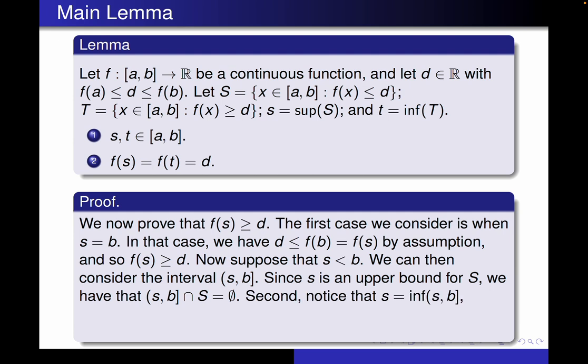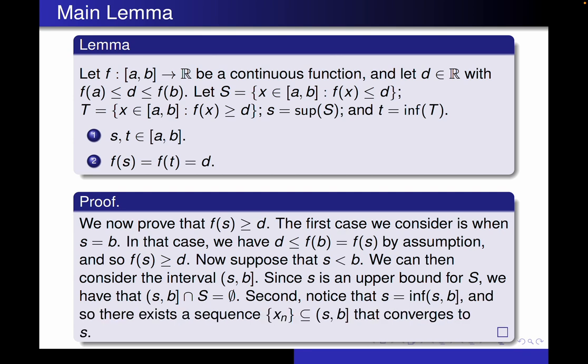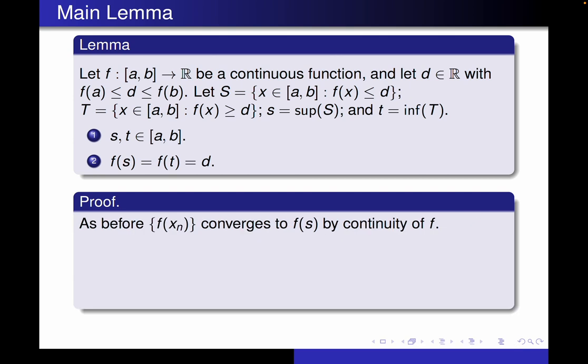So second thing is, notice that s is the infimum of that interval, s to b, which means that since it's the infimum, there's some sequence that converges to it. So we can find some numbers, we'll call them xn, that are in that interval and converge to s. And now we're going to play the same game as we played in the other part of that proof, right? We know that f of xn has to converge to f of s because xn converges to s. That's how continuity works, right? It's a continuous function. Also, we know that each xn is not in S. That means f of xn has to be greater than d.